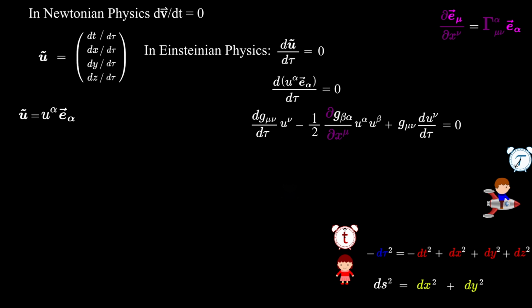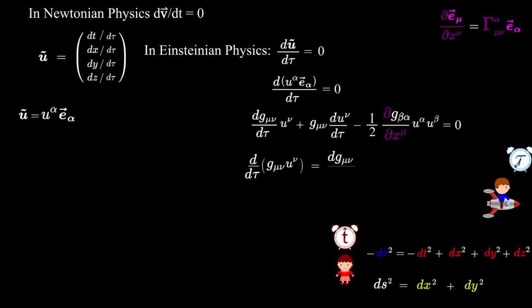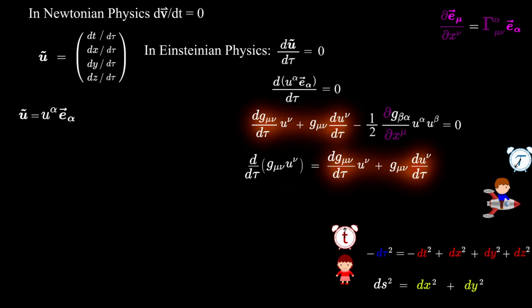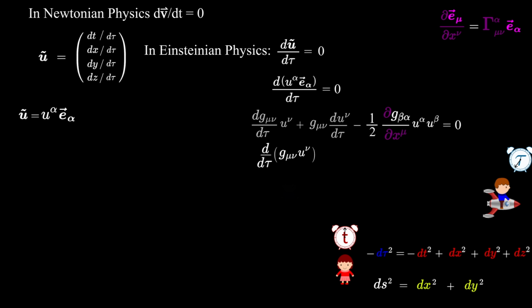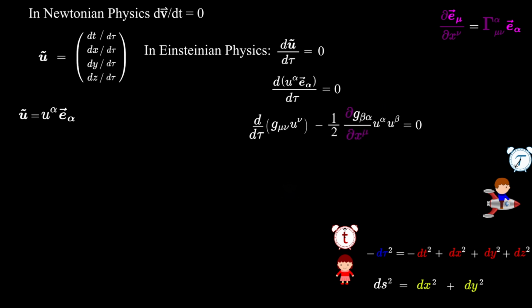Now let's bring the last term closer to the first term so that we can notice something. We notice that d/dτ of g_μν u^ν is equal to dg_μν/dτ u^ν + g_μν du^ν/dτ by the product rule. So we can make that substitution into the above equation. Finally, in the second term, let's change g_βα to g_αβ for aesthetical purposes.